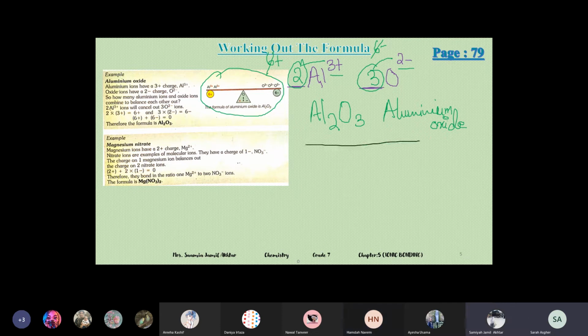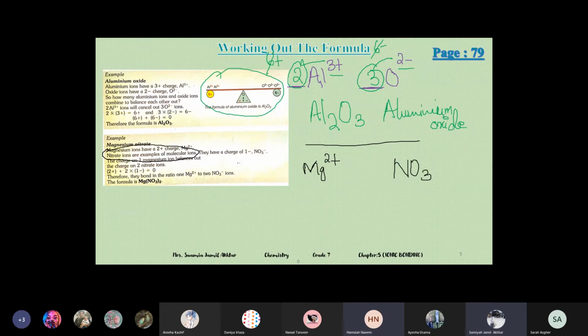Okay, now magnesium nitrate. In magnesium nitrate, magnesium ions have a 2 plus charge, Mg2 plus. Nitrate ions are an example of molecular ions. They have a charge of one negative. Nitrate ions are an example of molecular ions. Molecular ions are ions which are composed of more than one element.